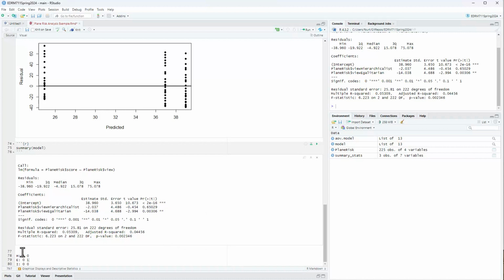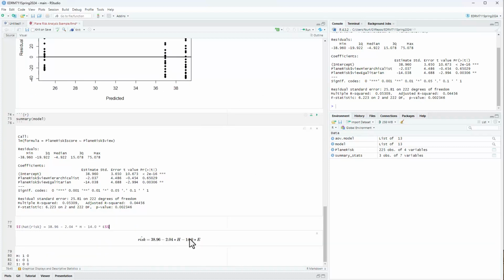And if you think of this in terms of what the regression model would look like, we would have 38.96 plus, or minus rather, 2.04, I'll just round, times the hierarchicalist, minus 14.0 times the egalitarian. And this would give us our response variable, which is our risk score. And let's do this as a hat because this is an estimation. So our risk estimate is going to be this equation.